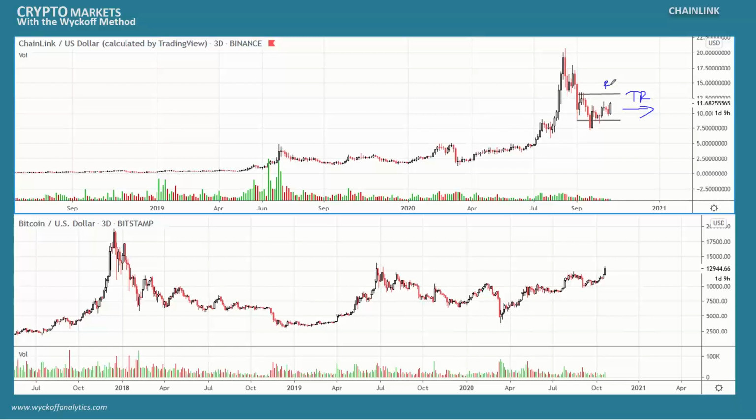And phase B could be very tricky for intraday traders because volatility increases. So there are opportunities within the boundaries, but you always want to be very careful. And what are your thoughts on this chart, Roman?